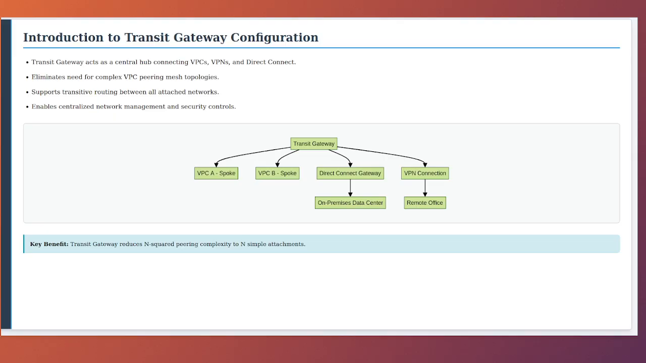This hub and spoke topology is the foundation of Transit Gateway architecture, where the Transit Gateway serves as the central routing hub and all other networks connect as spokes. Throughout this presentation, we will work through each type of attachment, configure route tables, set up routing between different network segments, and demonstrate the CLI commands needed at every step.